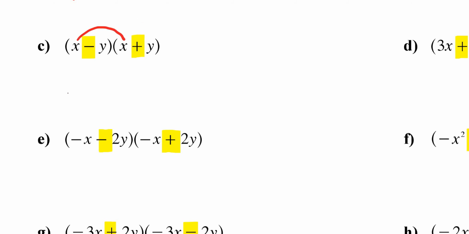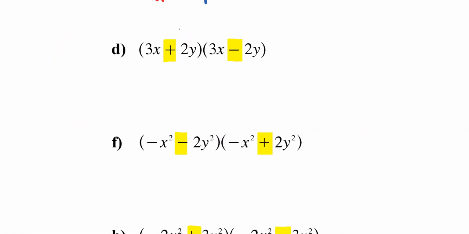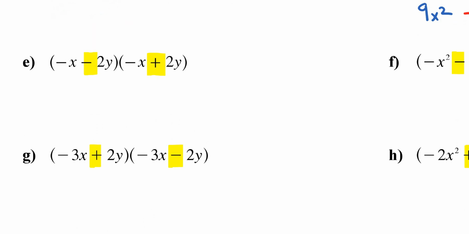So x times x is going to be x squared, and negative y times positive y is going to be negative y squared. And that's it. Moving on, 3x times 3x is going to be 9x squared, and 2y times negative 2y is going to be negative 4y squared. And then we're done. All right, so for letter E, negative x times negative x is going to be positive x squared, and negative 2y times positive 2y is going to be negative 4y squared.